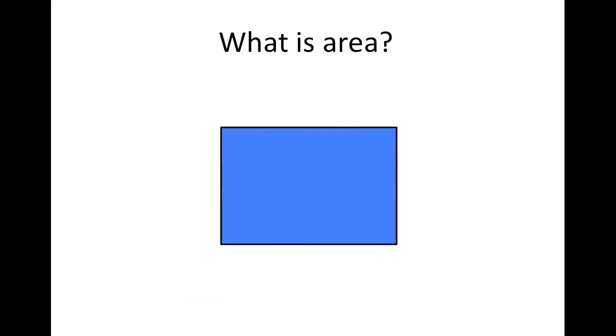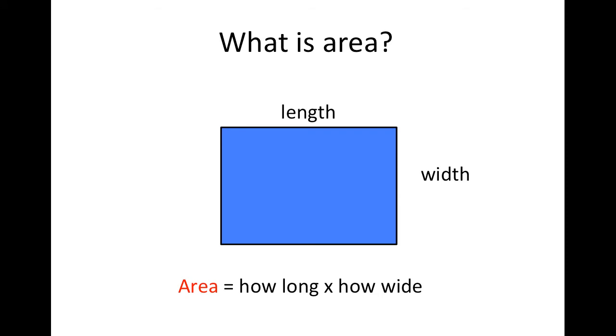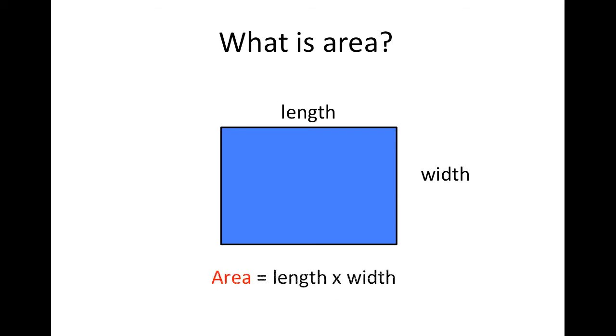So if I generalize this and I label them, and knowing area is how long by how wide, I can say the width and the length of this rectangle are going to give me the area if I multiply them together. So the area is length times width, or L times W.